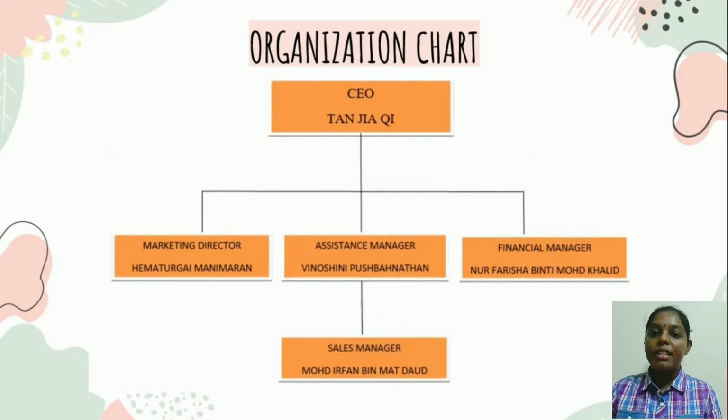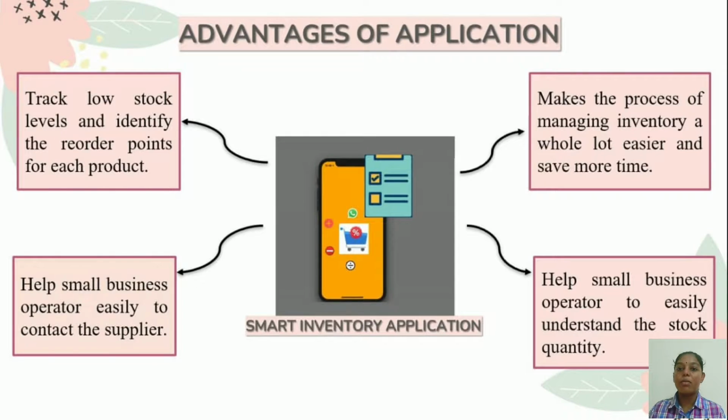The organizational chart says the CEO position is awarded to Tan Jiaqi, followed by 3 managers. That is a marketing director position by MANIMARAN, assistant manager is positioned by me, and financial manager is positioned by Nur Farisha binti Muhammad Khalid. Below the assistant manager position, there is another person, Muhammad Irfan bin Maddaud, who is positioned as sales manager. This is our icon of Smart Inventory application.